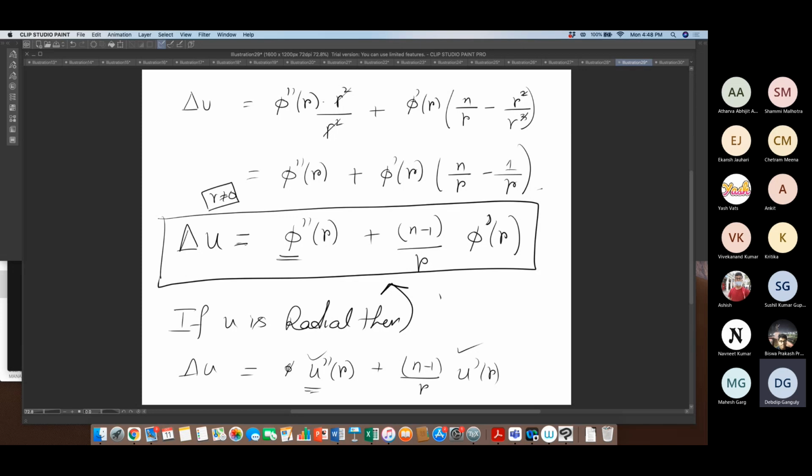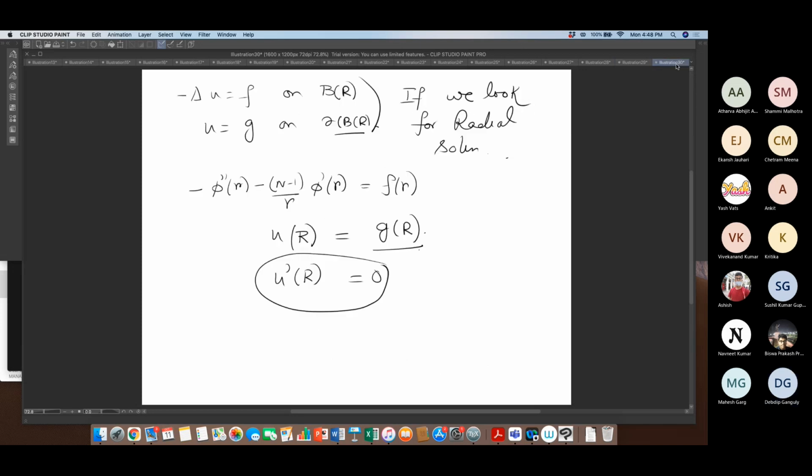Clear? Is that clear? So this you will later understand. So at least these two equations give you this. I will come to it later. You understand? If we look for a radial solution, then minus phi double prime of r minus (n minus 1) by r phi prime of r equals f of r, and u at R is equal to g of r. Is that clear?